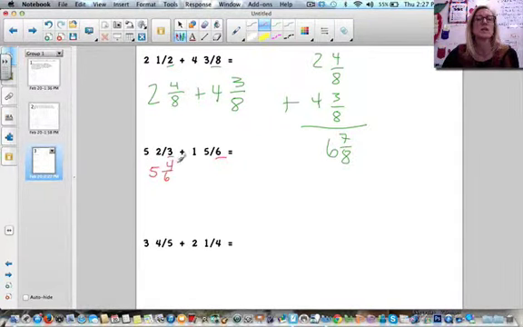So I just renamed this fraction as an equivalent fraction so I can add these two together. So 5 and 4/6 plus 1 5/6. And when I add those together, 4 plus 5 is 9. So I'm going to write 9/6. And then 5 plus 1 is 6. Now we need to simplify this.